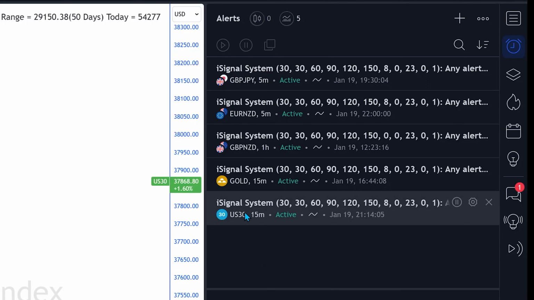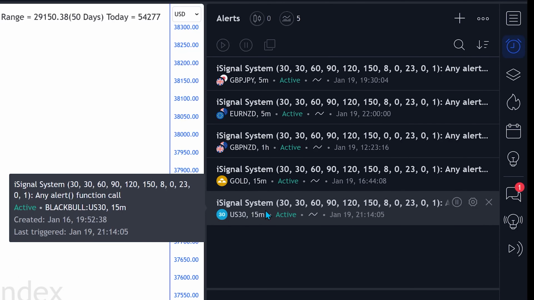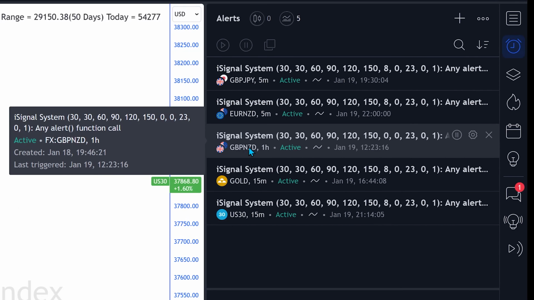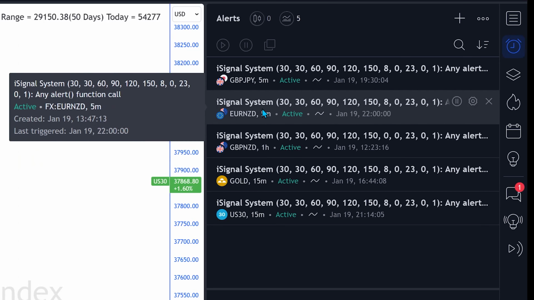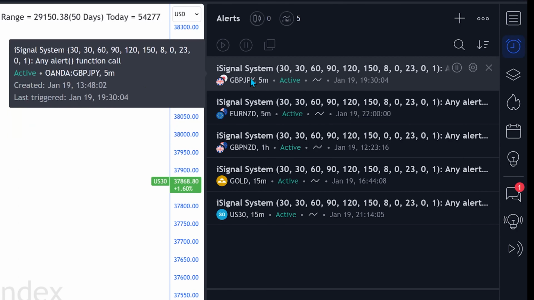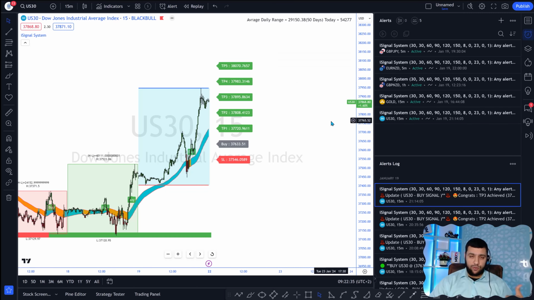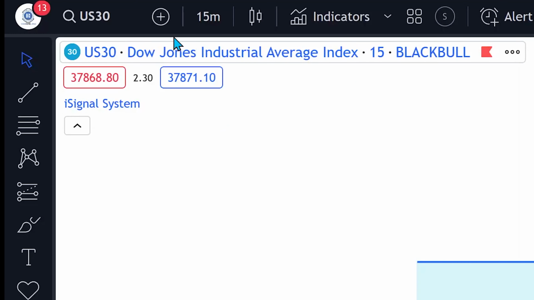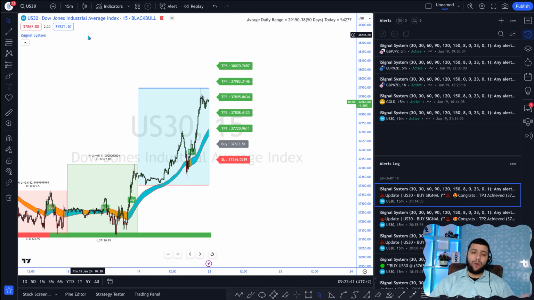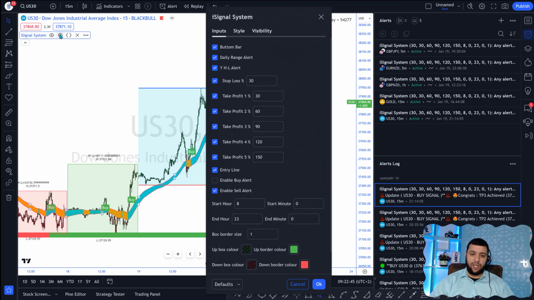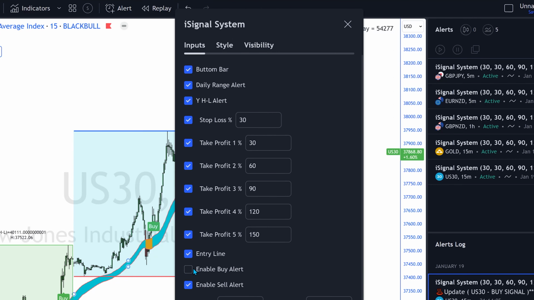See, I have one for the Dow Jones at 15 minutes, one for gold at 15 minutes, pound New Zealand for 1 hour, euro New Zealand for 5 minutes, and pound yen for 5 minutes. Also, I'm going to show you another trick right now. So let's say I'm going to set an alert for Dow Jones at 15 minutes. But for the Dow, I don't want to take any sells. So what I'm going to do, I'm just going to go here to the settings, and right here, I'm just going to say, okay, only enable buy alerts, and just don't send any sell.